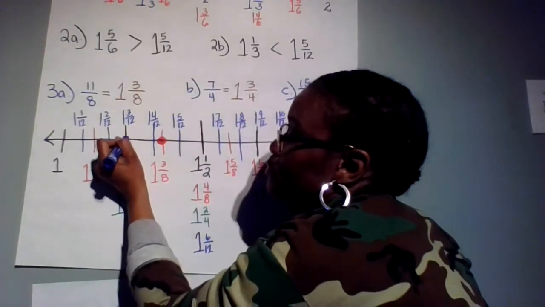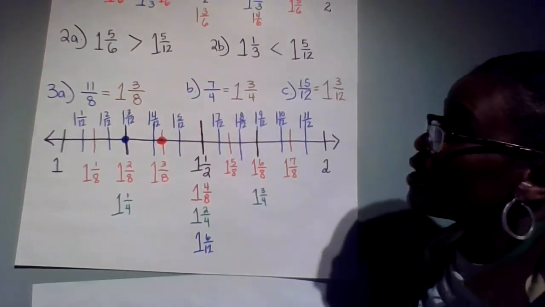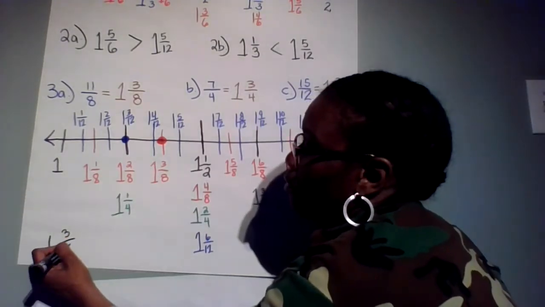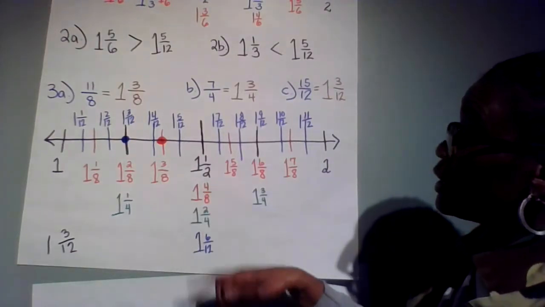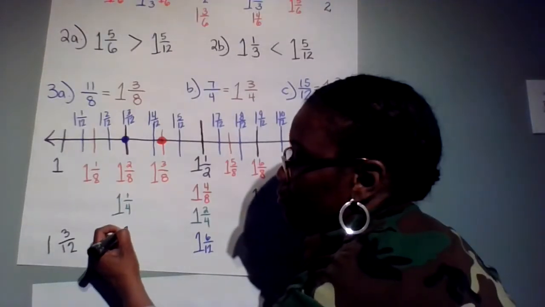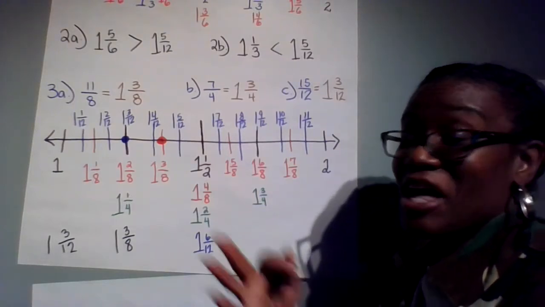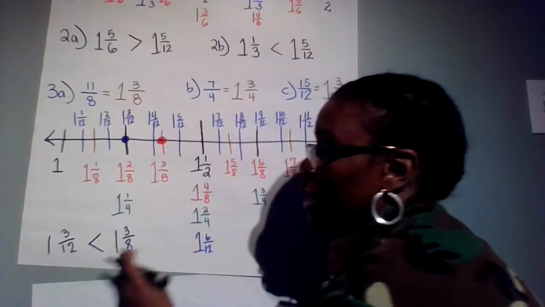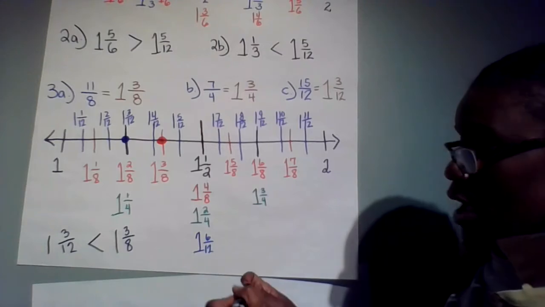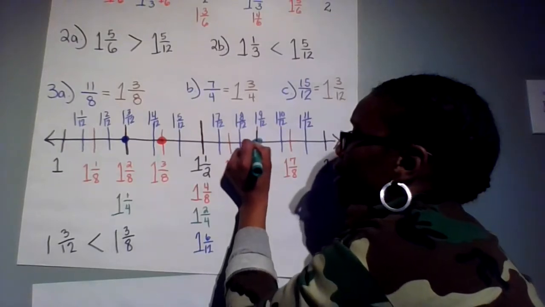So now, scholars, I can compare my fractions. If I compare 1 and 3/12, let's say against 1 and 3/8, which one is going to be larger? That's right, scholars, you are so smart. 1 and 3/8 is larger than 1 and 3/12. I forgot to plot my 1 and 3/4. Here we go. Let's plot it.